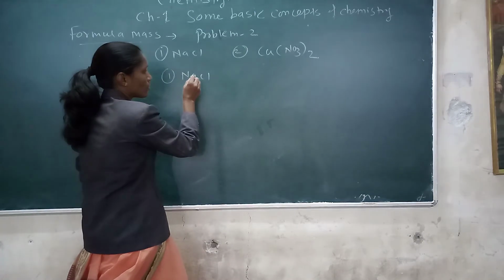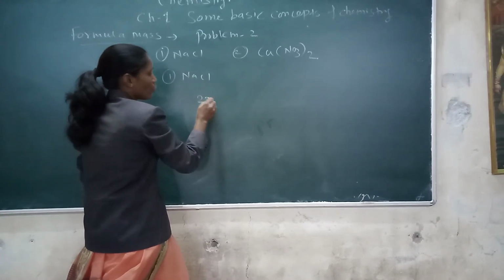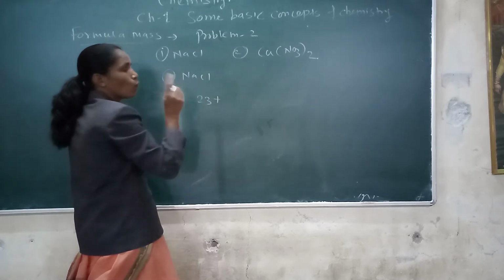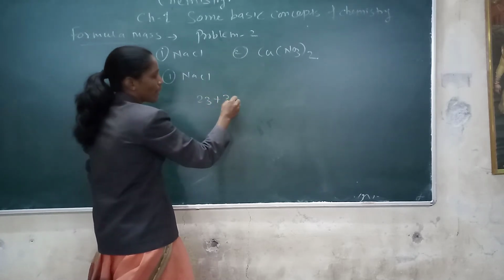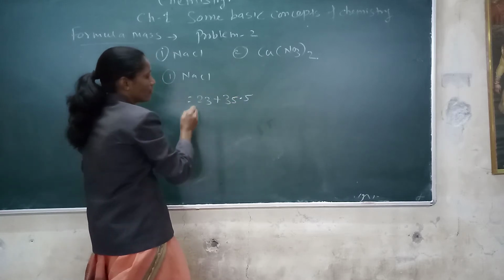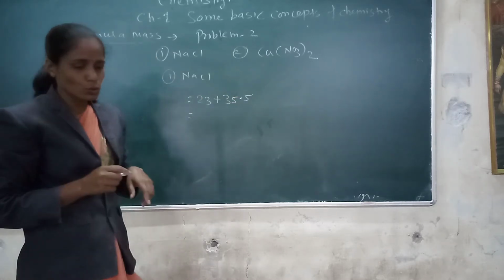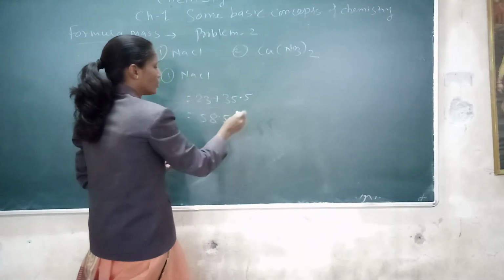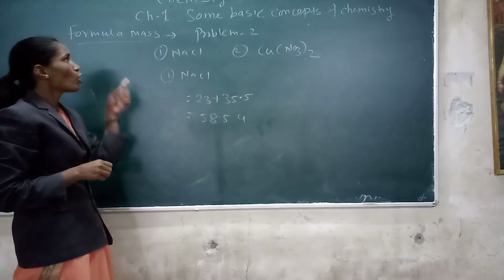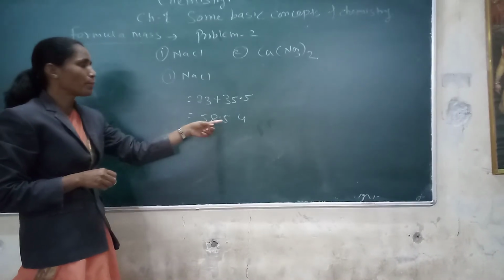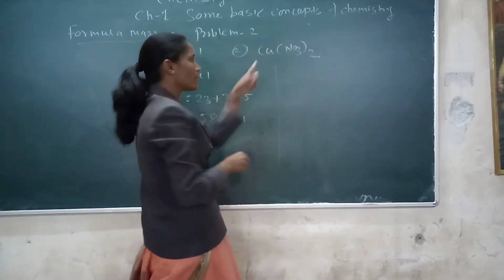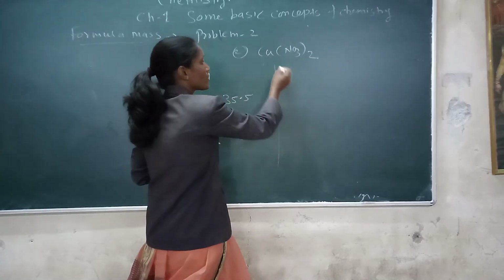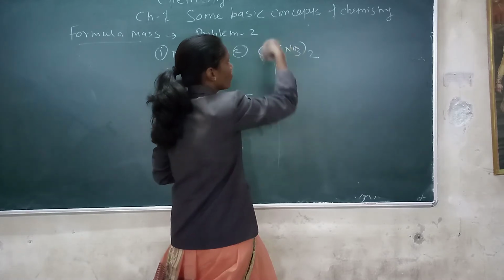Sodium shows 23 mass plus Cl, 1 Cl shows atomic mass 35.5. Then addition of these two, we get the answer 58.5 unit. That is the formula mass of NaCl is 58.5. Again, second example, Cu(NO3)2. NO3 is 2 times. First of all, we calculate the formula mass of this.